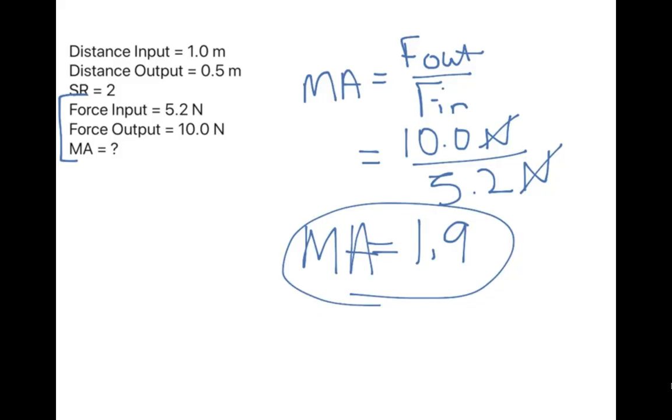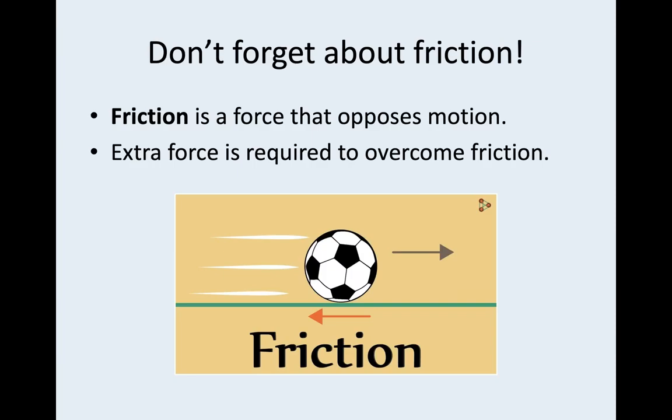Very interesting. Notice how similar this is, 1.9 to 2. That is important, and that leads us to our next formula. So don't forget about friction. Whenever we have two things that are moving, or even one thing that's moving on something else, we have friction. Friction will always oppose motion. It's always going against motion, and we need extra force to overcome that friction. That's why things slow down.